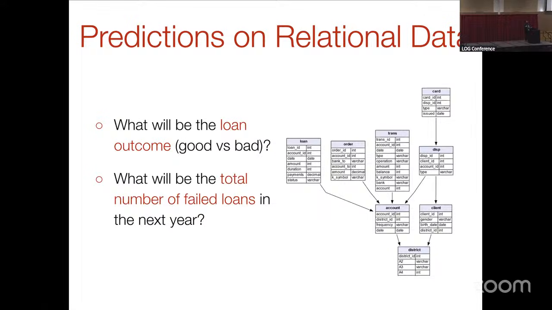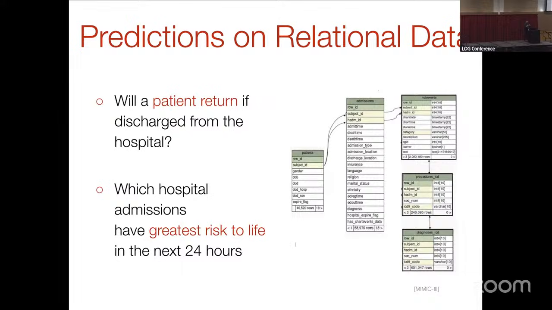Similar things in a financial database. We want to answer predictive queries or predictive tasks of type, what will be a good loan outcome, or what will be the total number of failed loans in the next year. Finally, for the example of a relational database in a hospital, in clinical trial data, it's very important to be able to make some predictions. For example, whether a patient will return if discharged from a hospital, or which hospital admissions have the greatest risk to life in the next day. Why? Because we have some confidence on whether or not it is safe to allow a patient to leave the hospital.